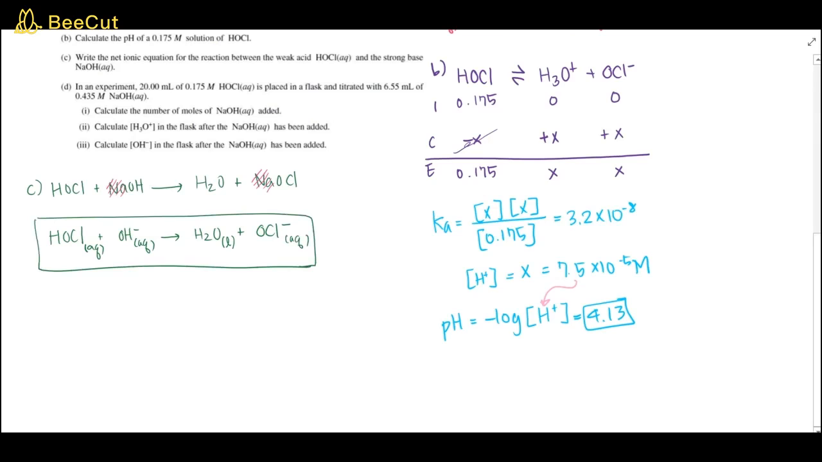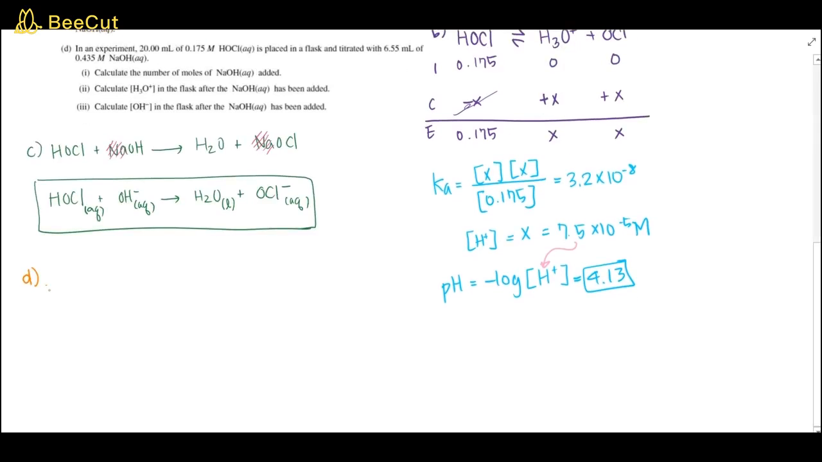Does that make sense? All right, let's continue with D. D says, okay, so let's do D1 first. So D1 says in an experiment, 20 milliliters of 0.175 molarity HOCl is placed in a flask and titrated with 6.55 milliliters of 0.435 molarity of NaOH. Okay, so this is basically just saying that I have some large amount of HOCl, and out of all of the HOCl that I have, I am going to pour in a tiny amount of NaOH.